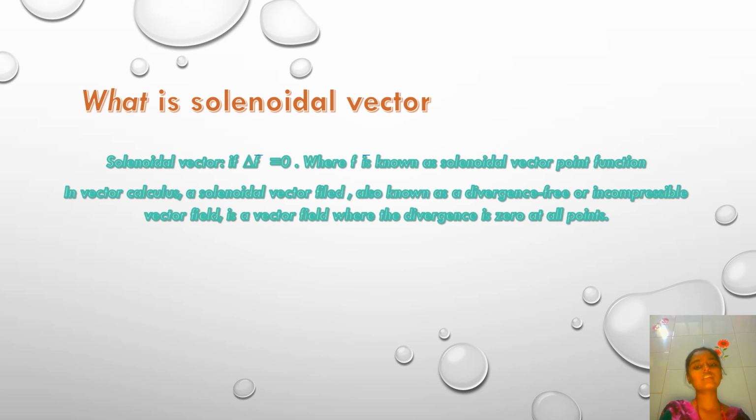In vector calculus, a solenoidal vector field, also known as a divergence-free or incompressible vector field, is a vector field where the divergence is 0 at all points. At any point, whether i, j, k or p, q, r, it will become 0. That is the definition and purpose of a solenoidal vector.